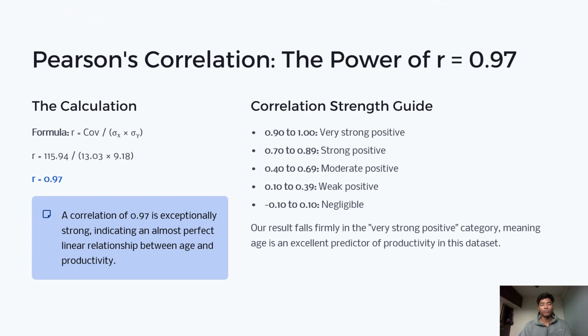Using the formula for Pearson correlation, R equals covariance upon sigma x multiplied by sigma y, we get a Pearson correlation coefficient of 0.97. A correlation of 0.97 is extremely strong, almost perfect. It tells us that age and productivity move together in a very consistent linear pattern. In simple words, older students tend to have higher productivity scores.